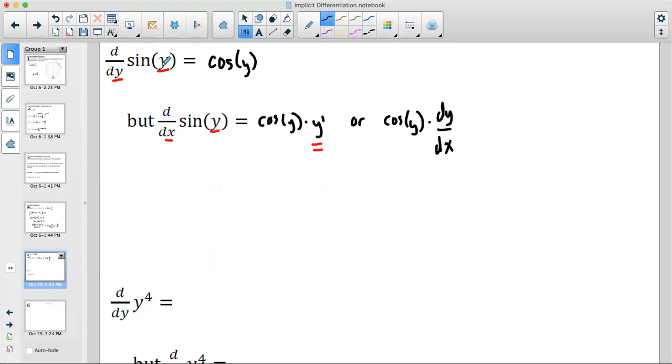You could think of this one as like you did cosine of y here because that's the rule, then times the derivative of y. But the derivative of y with respect to y is 1. So the y prime here is always equal to 1. In this case, the derivative is taken with respect to x, and this is not an x. That means I have to add this y prime or else I'm not doing it right.